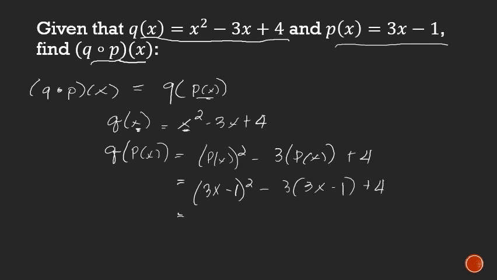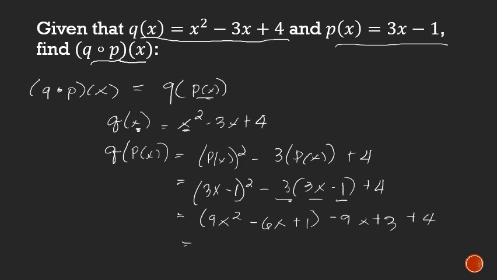Then simplify, 3x minus 1 quantity squared is equal to 3x squared is 9x squared. Then 3x times negative 1 is negative 3x times 2 is negative 6x. The negative 1 squared is positive 1 minus 3 times 3x. Negative 3 times 3x is negative 9x. Negative 3 times negative 1 is positive 3 plus 4.